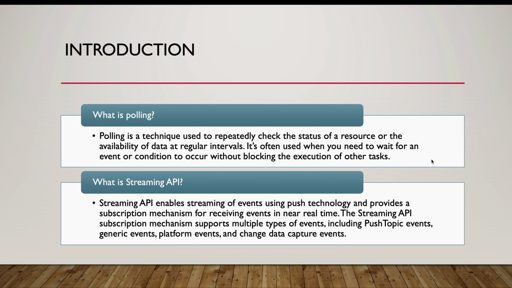Polling is a technique used to repeatedly check the status of a resource or the availability of data at regular intervals. In software engineering, it's often used when you need to wait for an event or condition to occur without blocking the execution of other tasks. Let's say that you run a job, and the job is async in nature. Now you want to check the status of the job. So what you will do is perform polling. That is, after every specific interval, you will check the status of the job. Let's say every 2 seconds you check whether the job is completed or not. This is called polling.